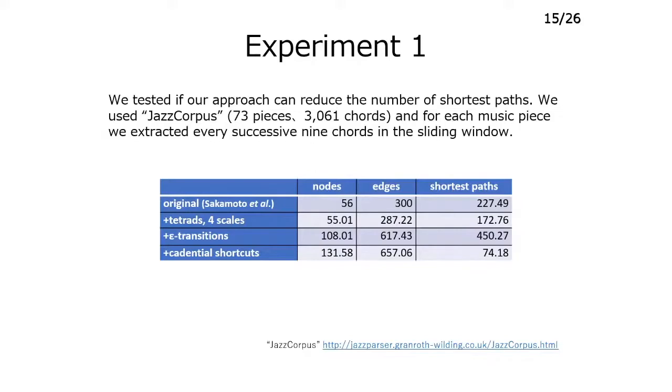In this experiment, we used the Jazz Corpus dataset, and for each music piece, we extracted every successive 9 chords in a sliding window, applied the analysis described above, and calculated the averages of the generated graph complexity and the numbers of the shortest paths. Compared to the original method, while our extensions increase the graph complexity, the number of resulting shortest paths is reduced a little.